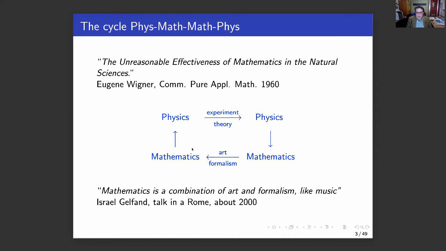I remember when Israel Gelfand came to Rome 20 years ago, and Gelfand was one of the most important mathematicians of the 20th century, and he said that mathematics is an art, a mixture of art and formulas, like music. He also added, but if I were born again, I would do music, not mathematics. The reason is that many people understand music, it's easy, but it's not easy to communicate mathematics. This is truly the point about mathematics. It's difficult to communicate.